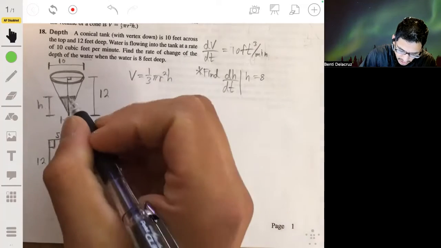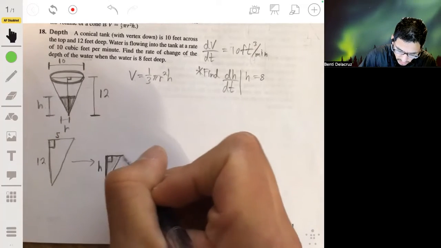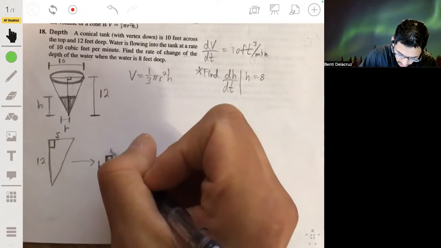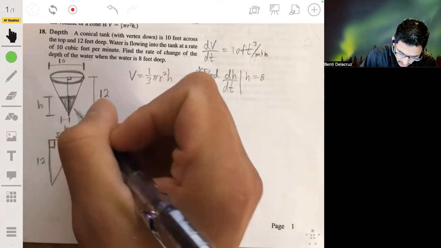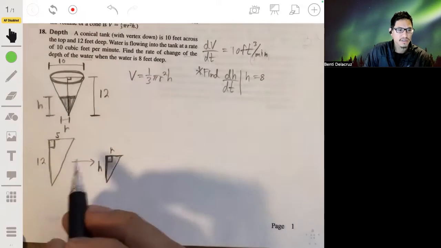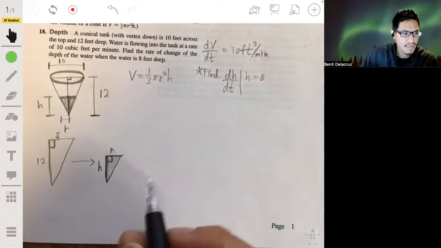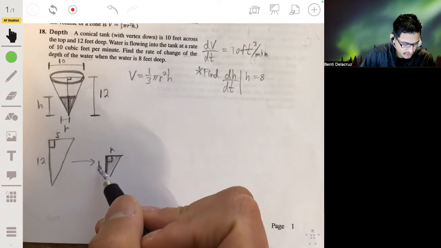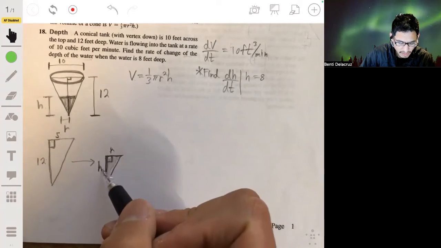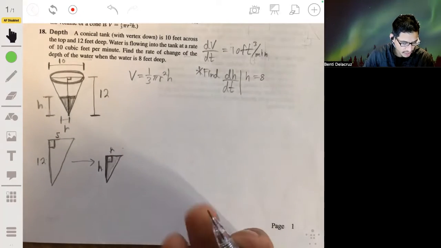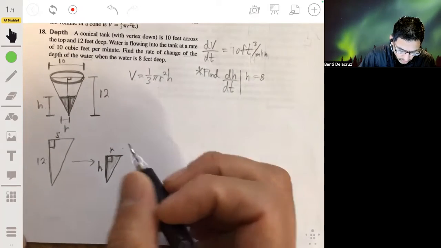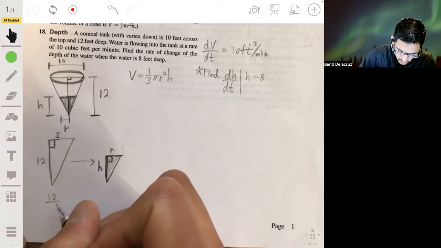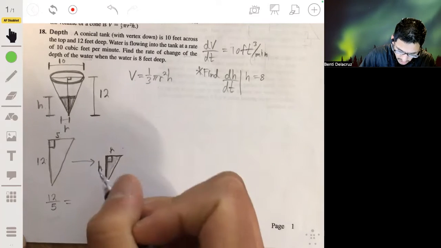And from here to here, that's the length of the radius of this portion of the total cone. So we're going to keep that as r. Remember, r, h. And since these are similar triangles, then 5/12 is the same as r over h, or you can say 12 over 5 is the same as h over r. Either way, we get an equation. So let's write 12 over 5 equals h over r.